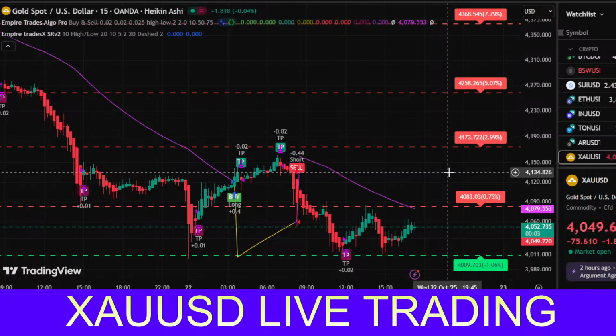Suppose you identify a strong support level at $1,800 per ounce for gold. The price approaches this level, and you notice a bullish pin bar forming on the daily chart, indicating a potential reversal. The RSI is also showing oversold conditions, and the MACD is starting to turn bullish.